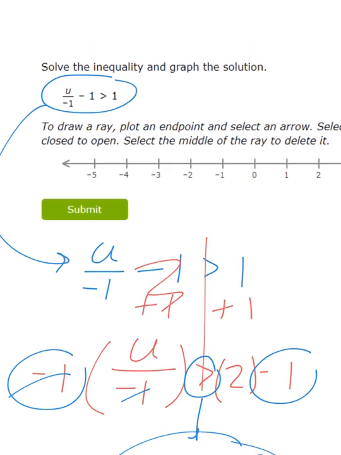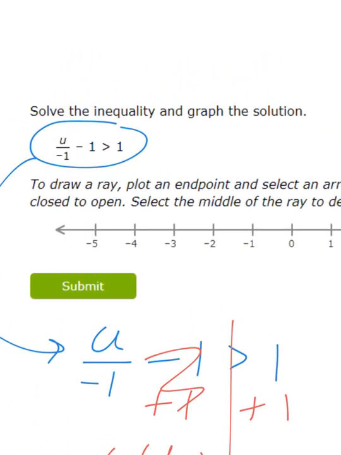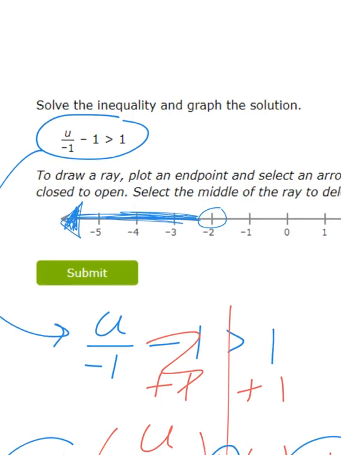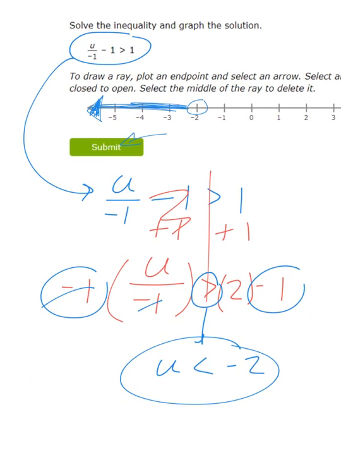And if you didn't do it, you'd be shading u is greater than negative 2, which would be shading all the wrong answers, and it would tell you that you're wrong every time you do that until you start picking up on it. So that is obviously good and bad, but it really is a good thing to teach you on IXL. So u is less than negative 2 in this problem.